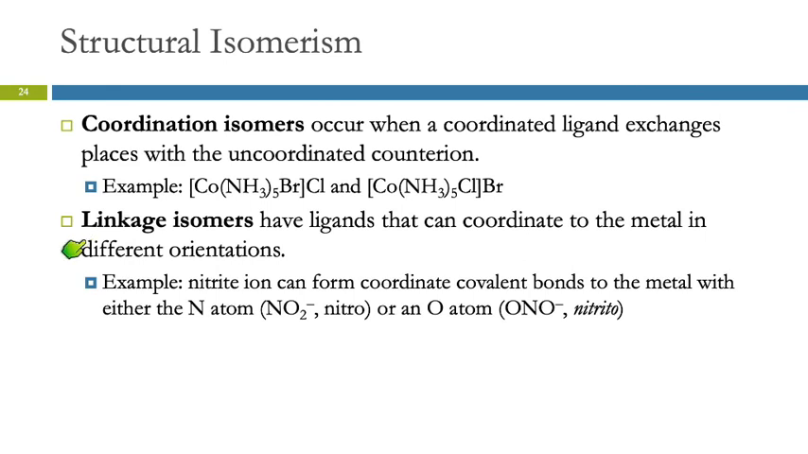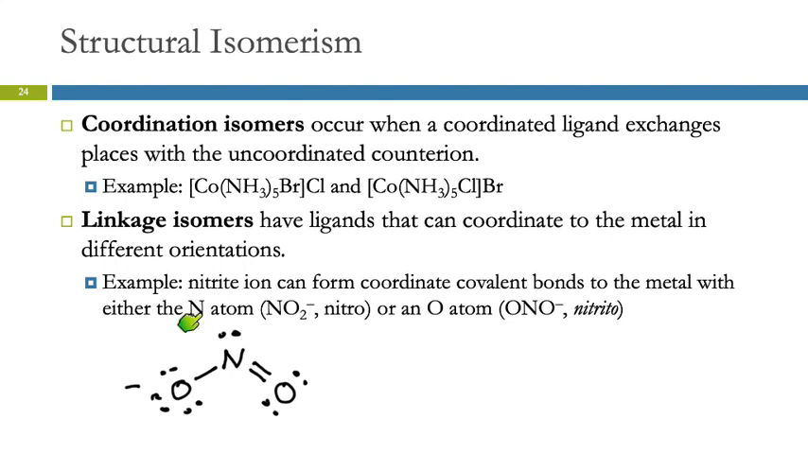In a linkage isomer, this can happen with only a few ligands, but some of them can coordinate in different orientations. So the nitrite ion, this would probably be a good place for a Lewis structure. So the nitrogen has a lone pair that can make a coordinate covalent bond with the atom. But the oxygen over here is also available to make a coordinate covalent bond.